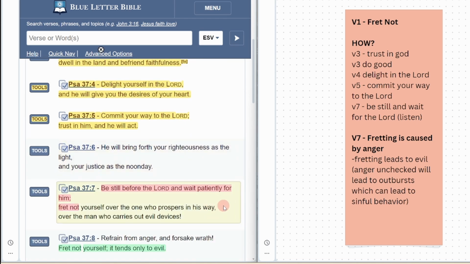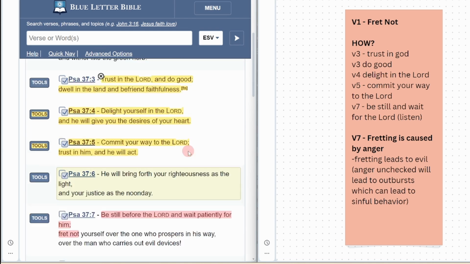Be still before the Lord and wait patiently for him. Fret not yourself over the one who prospers in his way, over the man who carries out evil devices. Refrain from anger and forsake wrath. Fret not yourself, it tends only to evil.